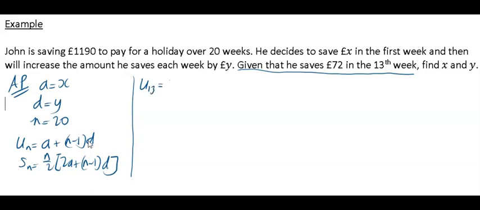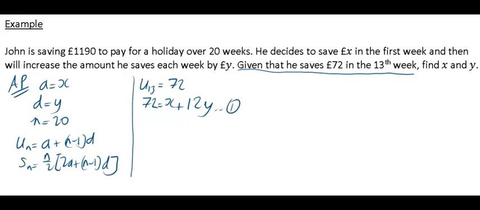so that tells me U13, my 13th term, is equal to 72, which means 72 is equal to a plus 12d. But I really should have said that's x plus 12y. Okay, that's my equation 1.